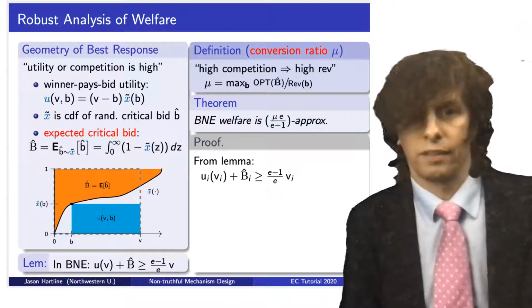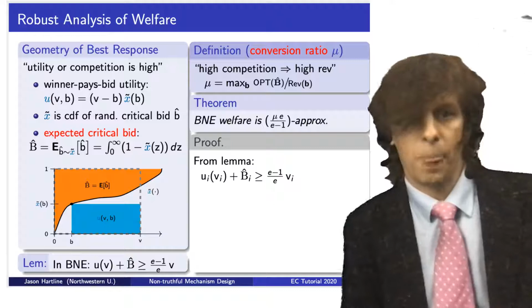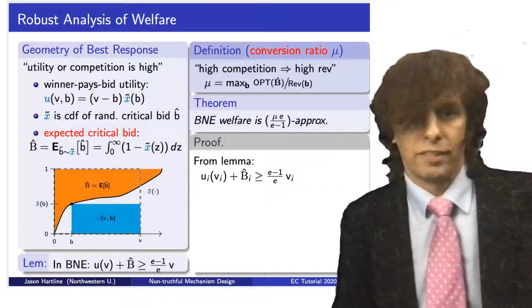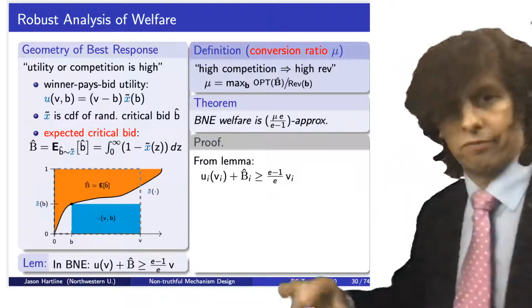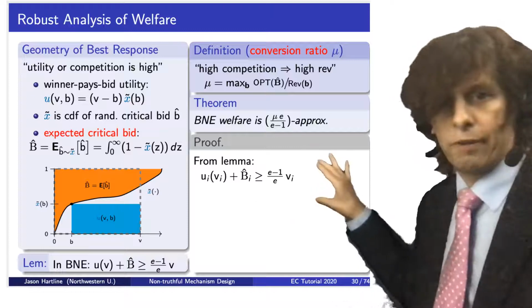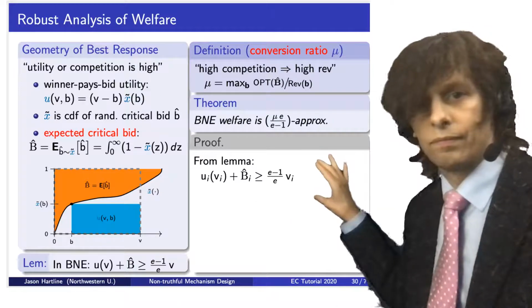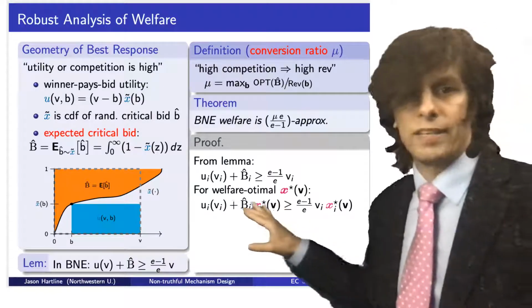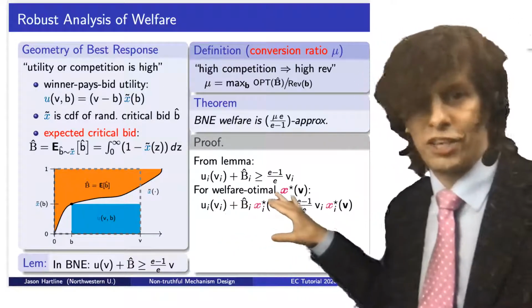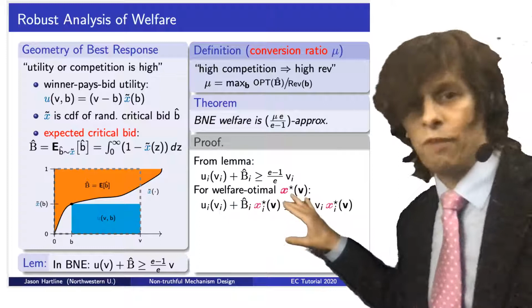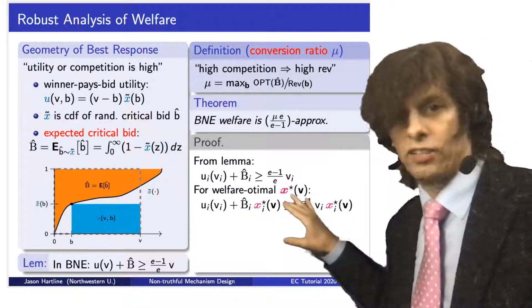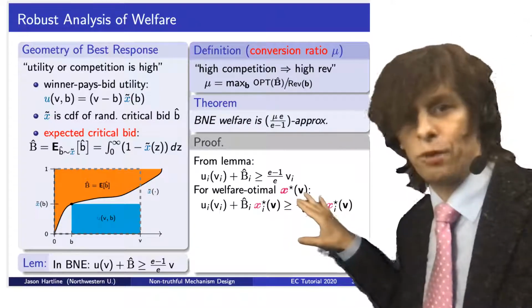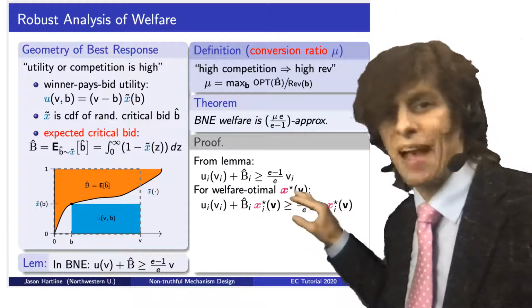Great. Let's walk through the proof of this theorem. Okay, so we'll start with our lemma, just rewriting it here, but for agent i. Cool. I'm now going to take the welfare optimal ex post allocation, x star, which maps valuation profiles to the set of people who win to maximize welfare.